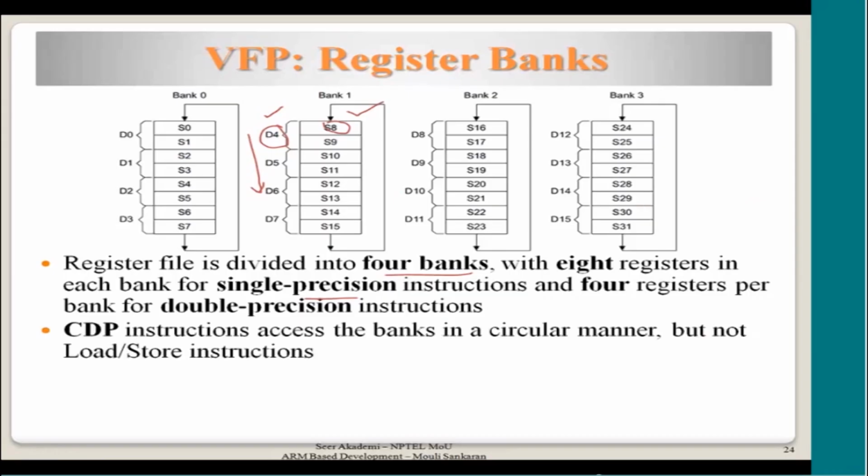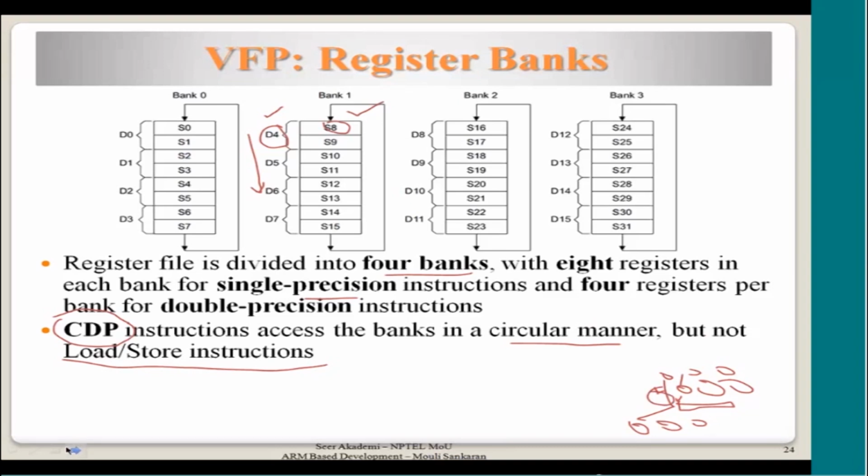CDP instructions access the banks in a circular manner, but not load store instructions. That is a very important difference. Only CDP, that means what? All the add, multiply, square root or any arithmetic or data processing operations treat these registers as a bank of registers, because the vector operation I showed you combines them and then operates, giving you a vector of data. I told you that, right? So they operate on the vector of data only during the arithmetic operation, not during the memory access.